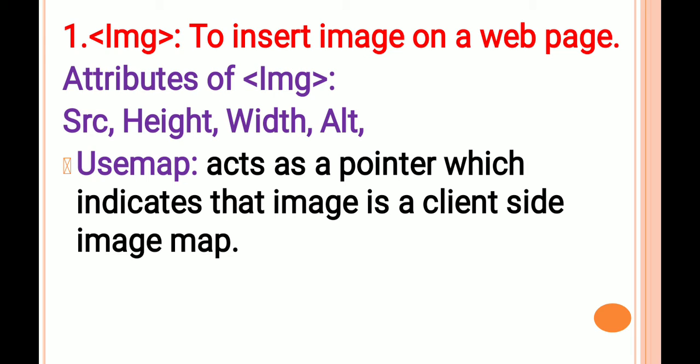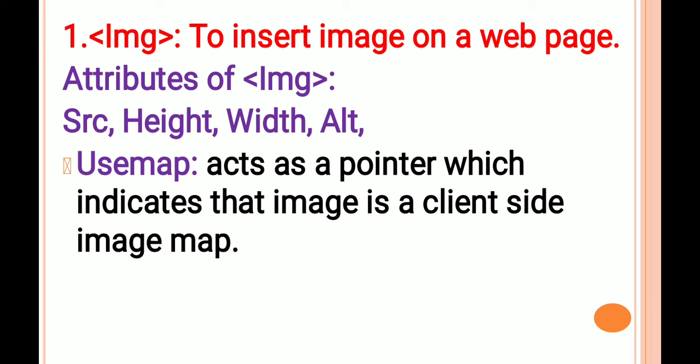Attributes of img tag. The first and compulsory attribute of img tag is src, which stands for source, which defines the path, or you can say address, or you can say URL of a particular image which we want to insert on a web page. Another attribute, height, specifies the height of an image. Another one is width, which specifies the width of an image. Next one is alt, which provides alternate text for that image.